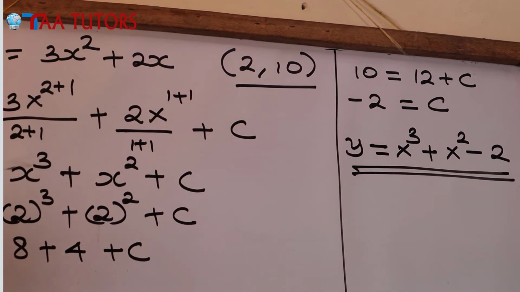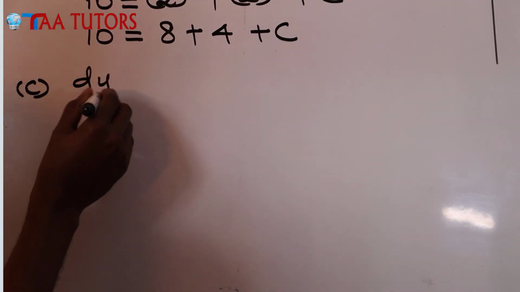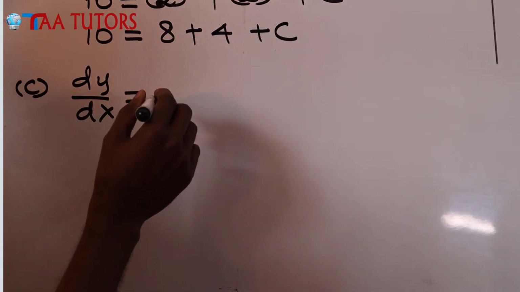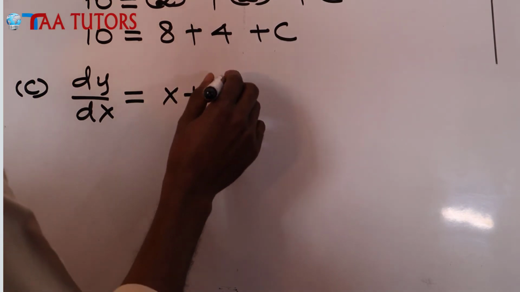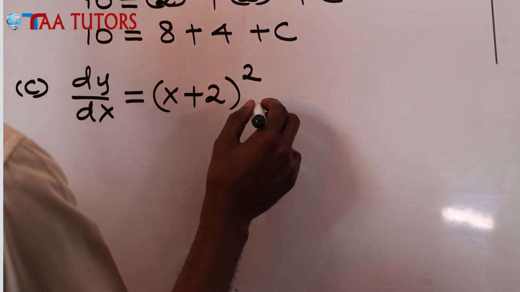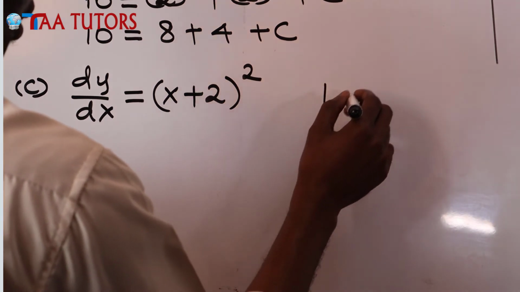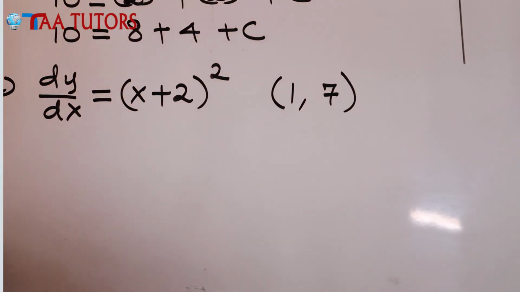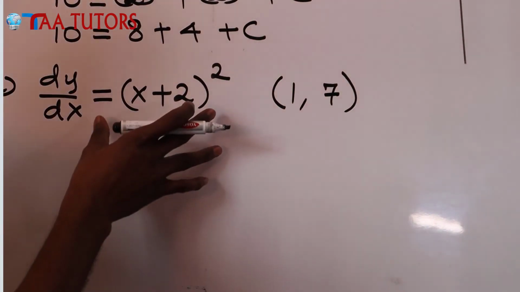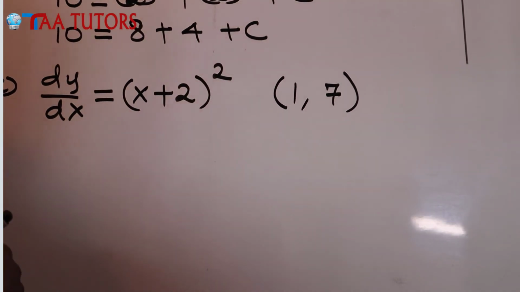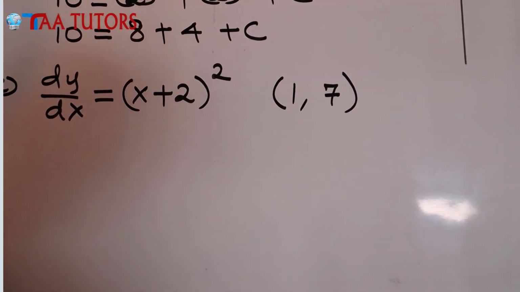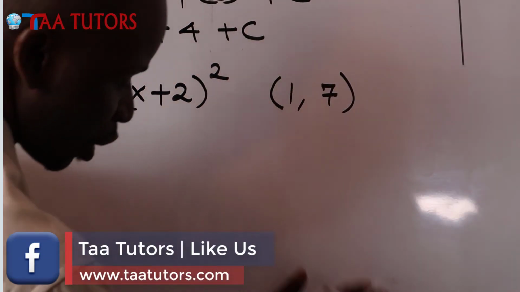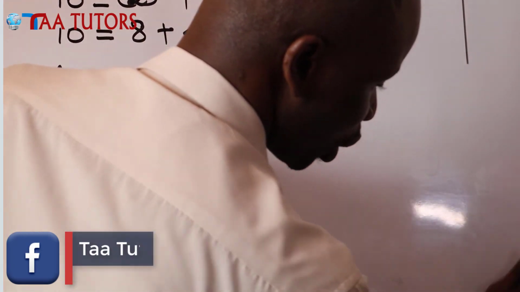Now part C, dy/dx equals (x plus 2) squared at coordinate (1, 7). The point where the curve is passing is (1, 7). The gradient function is this. I said that if you have this, the first thing you do is to expand. To expand that using maybe a quadratic identity, you can use the long method to expand, but I'll use the quadratic identity. Well, let me now use the long method.